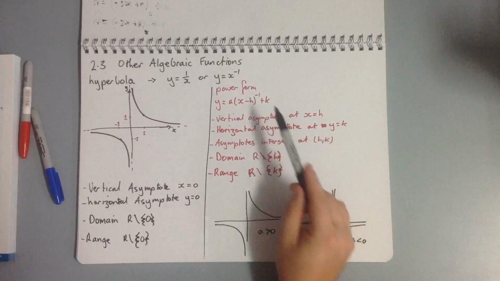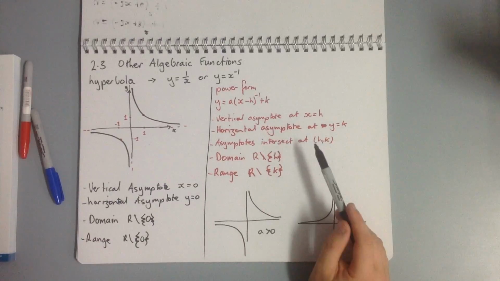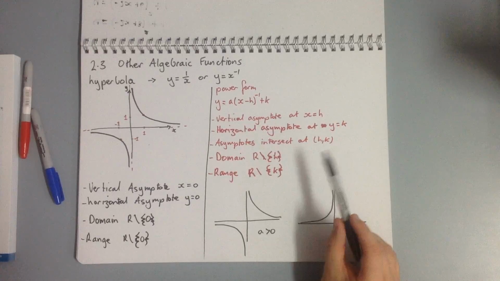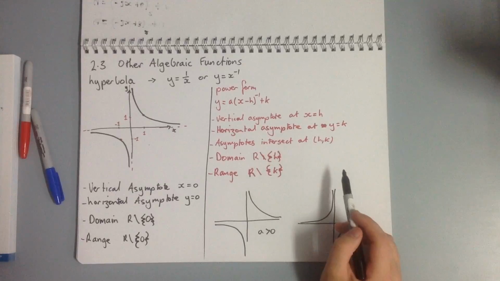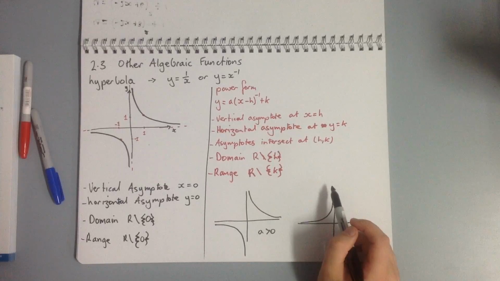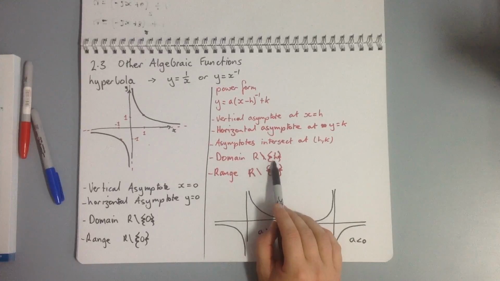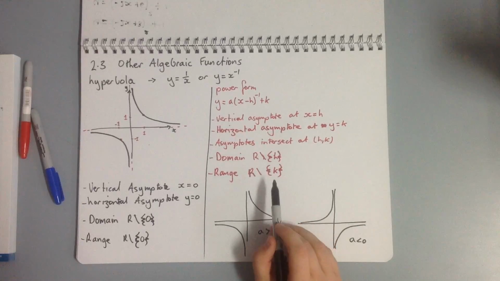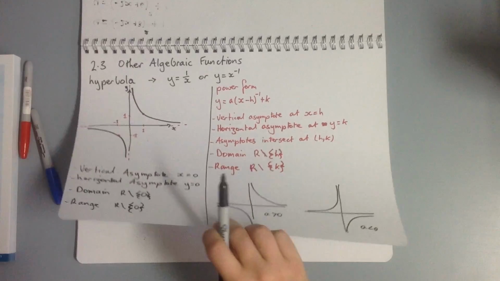So previously with our power functions where we had to the power 2, 3, 4, our point (h, k) was either a turning point or a point of inflection. Now, if you like, it's where our asymptotes intersect. The domain is all real numbers excluding h, and the range is all real numbers excluding k. Okay, so we'll have a look at a worked example for this one.